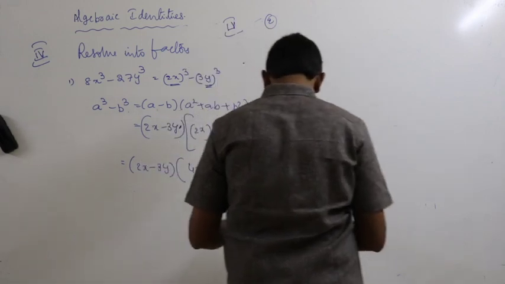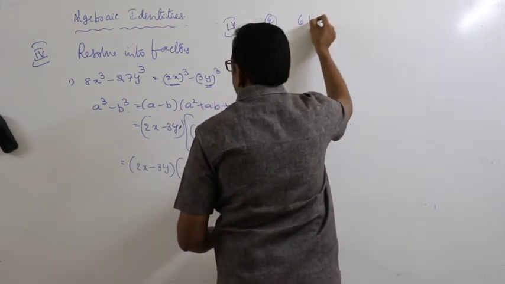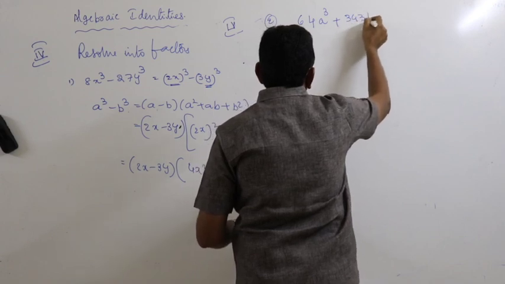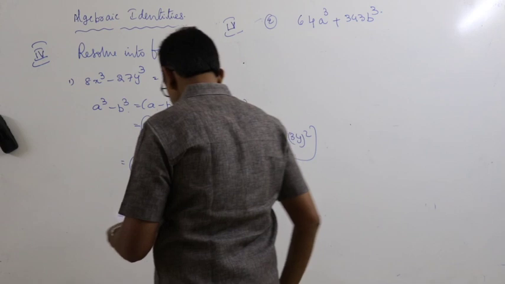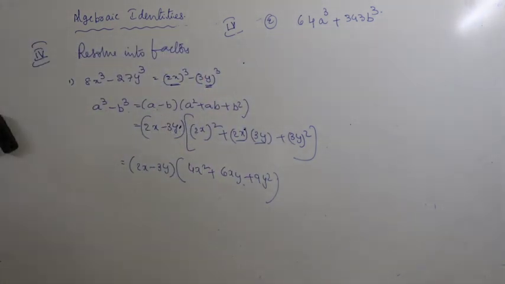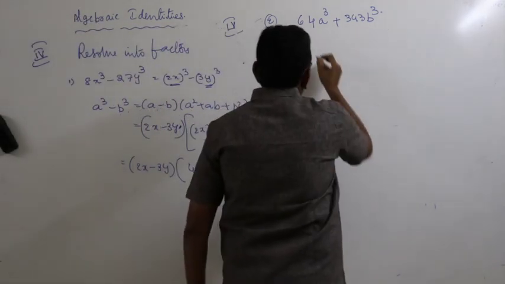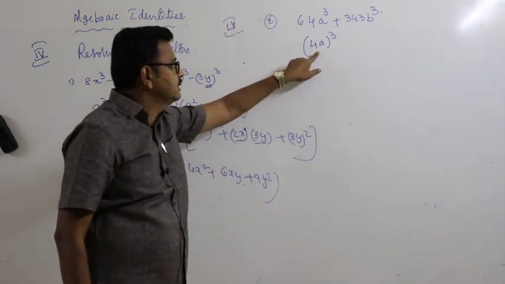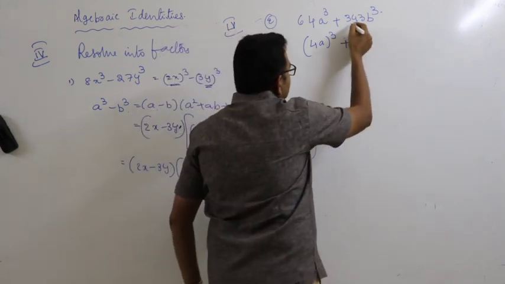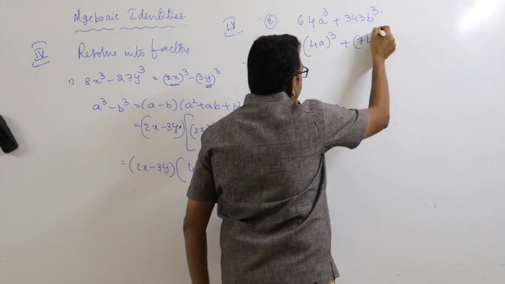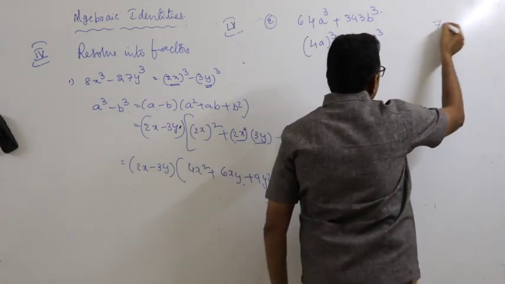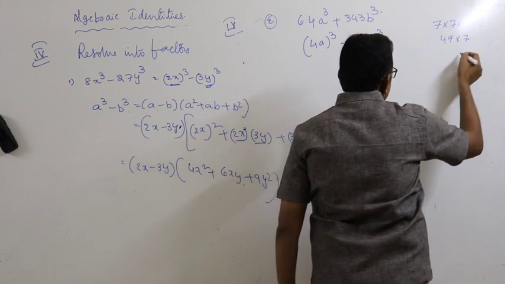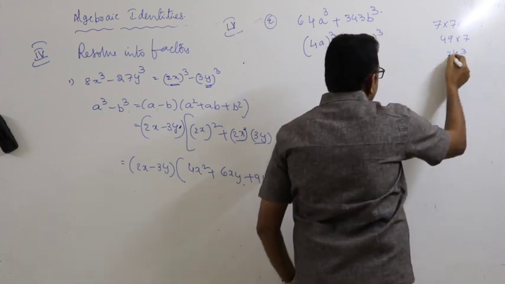Next question. 64a cube plus 343b cube. So this is 4a whole cube, 4a into 4a into 4a, that is 64a cube, plus this is 7b whole cube, because the value of 7 into 7 into 7 is 49 into 7, that is 343.